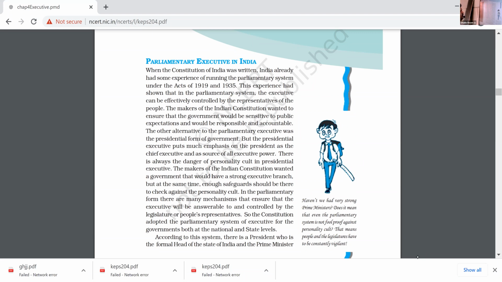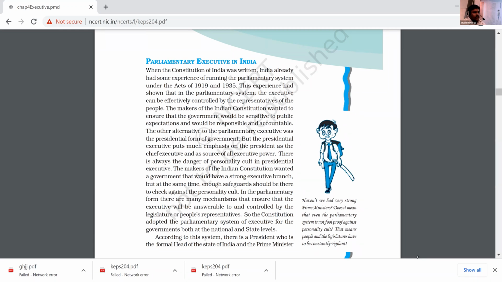I mean the people, right? So the executive is under the control of the legislature. The makers of the Indian Constitution wanted to ensure that the government would be sensitive to public expectation and would be responsible and accountable. After independence, the Indian Act of 1919 and the Indian Act of 1935, which made some changes to the British-created setup to rule the country called India, were not that efficient for India. After independence, this was understood by the makers of the Indian Constitution, so they created some changes in that setup.